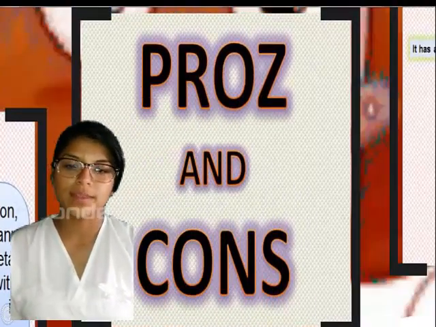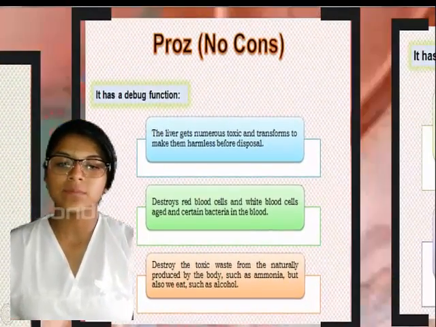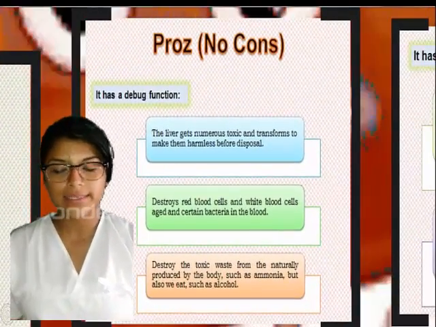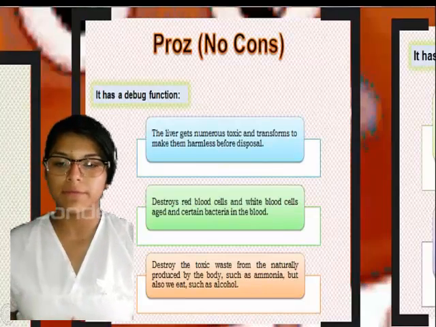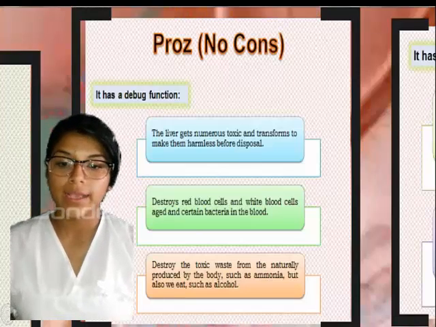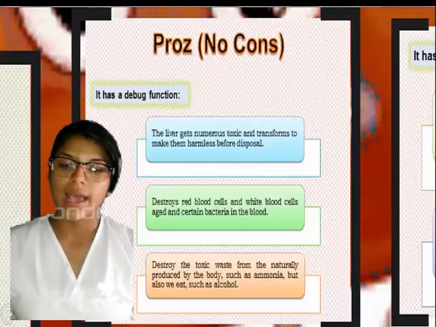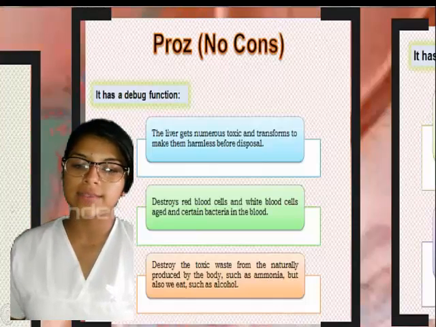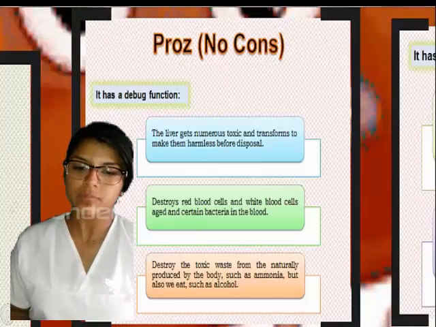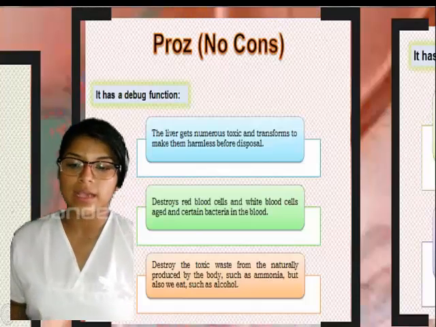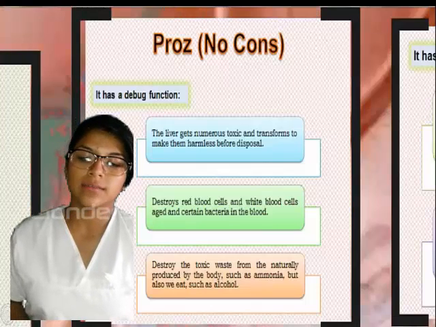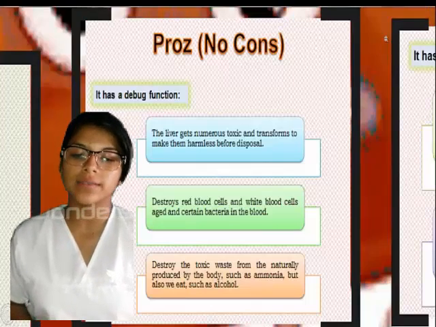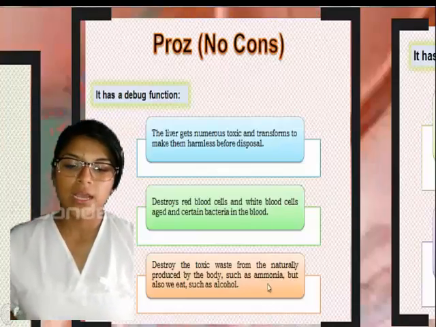Functions. It has a detoxifying function. The liver receives numerous toxins and transforms them to make them harmless before disposal. It destroys red blood cells and white blood cells, and certain bacteria in the blood. It destroys toxic waste naturally produced by the body, such as ammonia, but also waste from outside, such as alcohol.